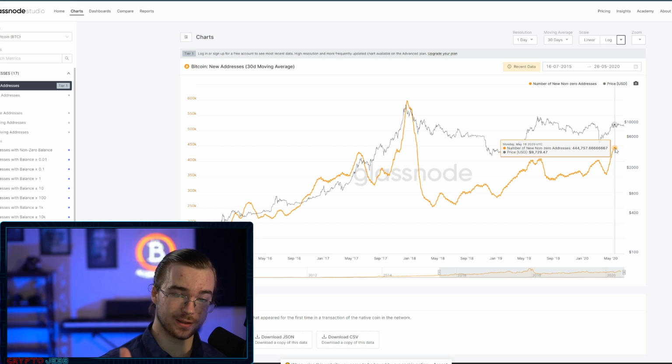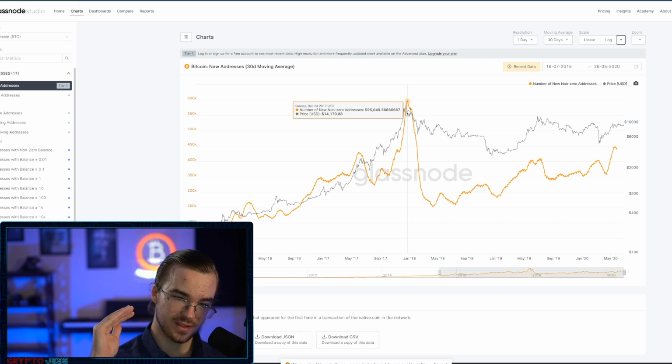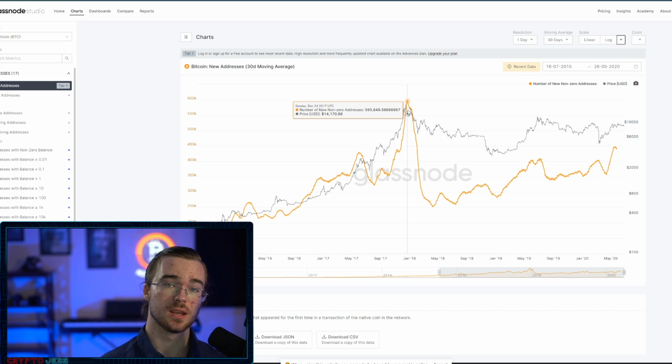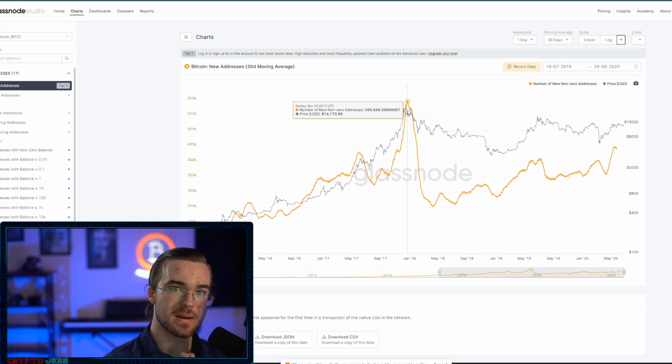By the way, if we zoom out and look at this 450,000 high that we set here in the last month or two, that's actually the second highest peak on this chart in the history of Bitcoin. Bitcoin has never seen a peak that high other than $20,000. That's a hugely bullish sign and shows that even in a quote-unquote bear market, Bitcoin is still having a massive influx of people while the price action is still low.